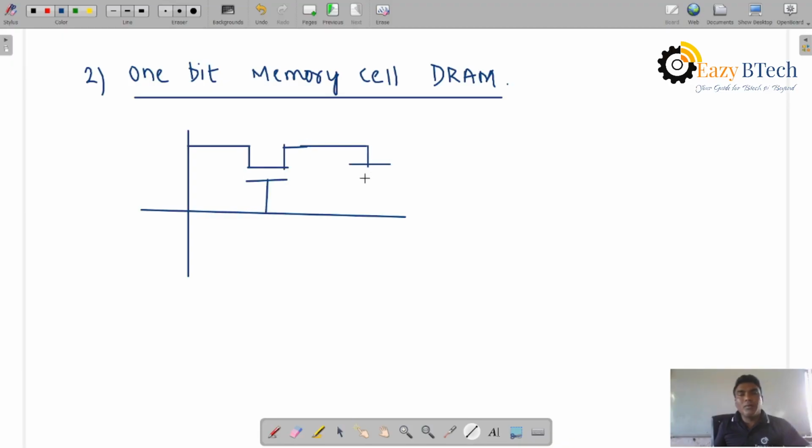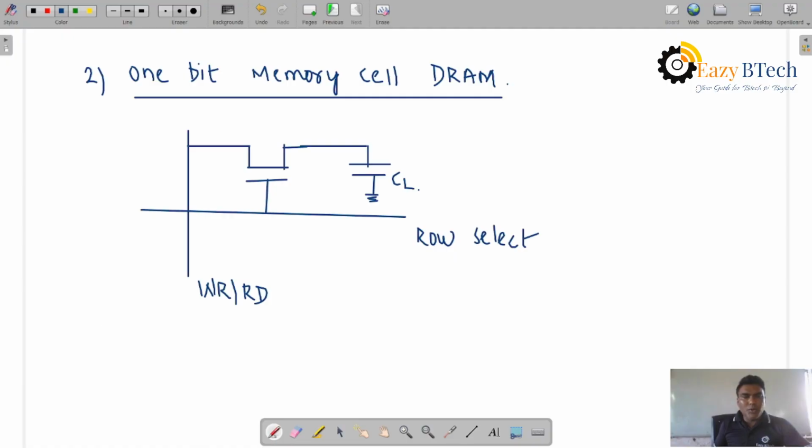And from here we have a capacitor terminal. Here we are applying the write operation and the read operation. It is a row select, right? It is a MOS transistor. Now we can say it is a load capacitance. So what happens in this?